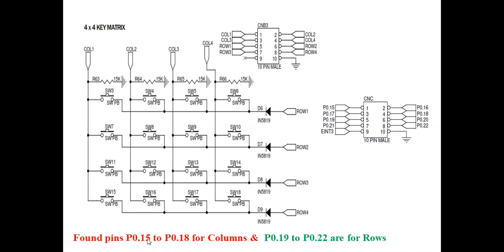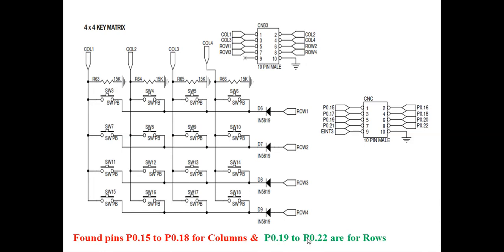Through these pins of port 0, your microcontroller is going to read the status of the columns. Similarly, the row lines of the switch matrix are connected to the 5th, 6th, 7th and 8th pins of connector B. In turn, those pins of the connector are connected to the 19th, 20th, 21st and 22nd pins of port 0. Therefore, pins 19 to 22 of port 0 are connected to the row lines of the switch matrix.